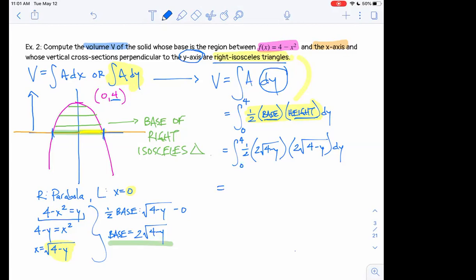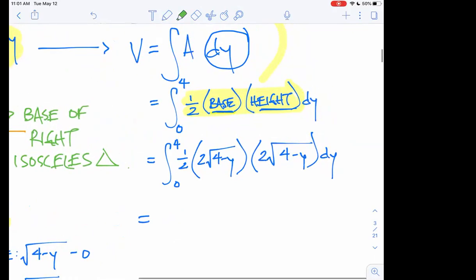All right, so let's see what happens here if I try and simplify this. So I'm going to gather some like terms first. I notice that this 1/2 and this 2 and this 2, those are all constants. So I'm going to bring those all out to the front. And 1/2 times 2 is 1, times 2 will give me 2. So now I have a 2 in the front. And then the integral from 0 to 4. And let's see what we have left.